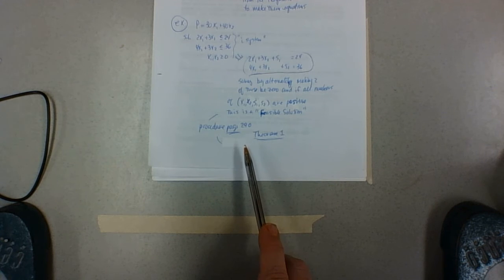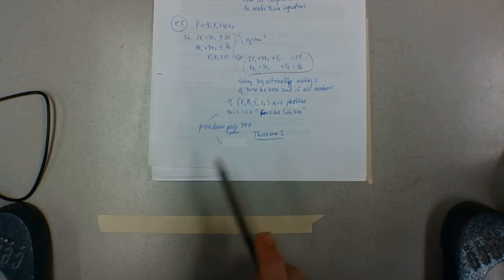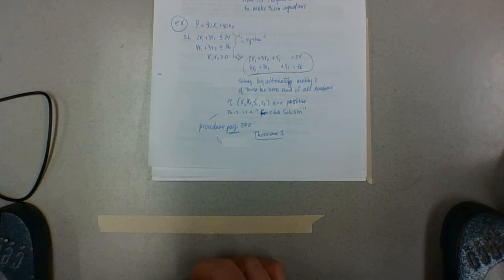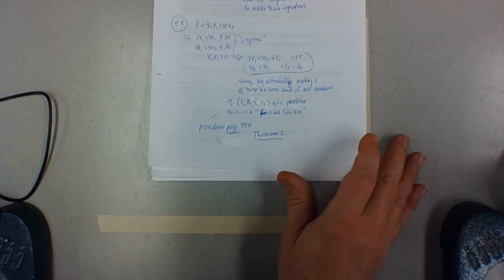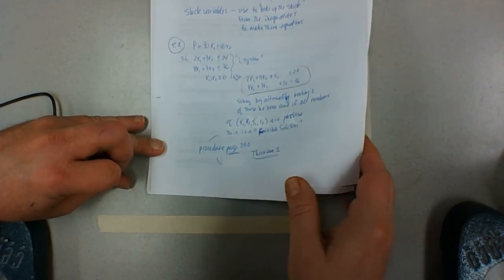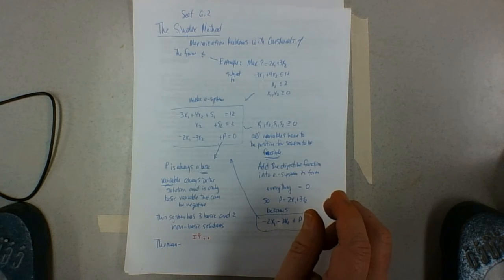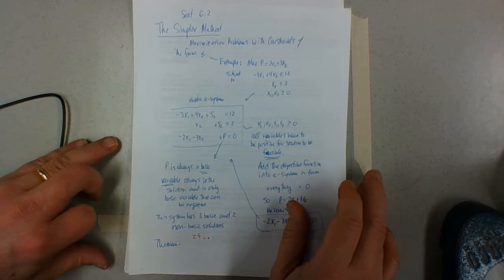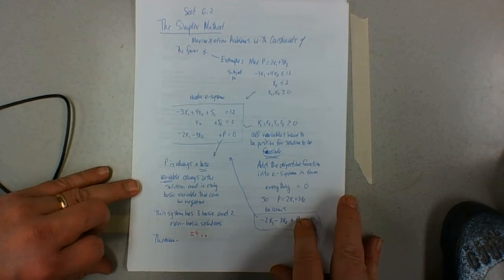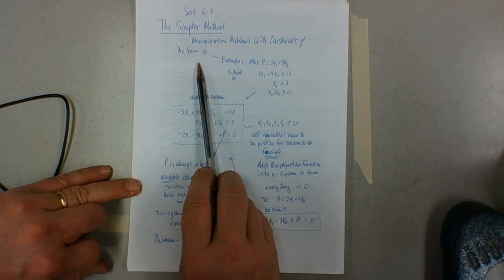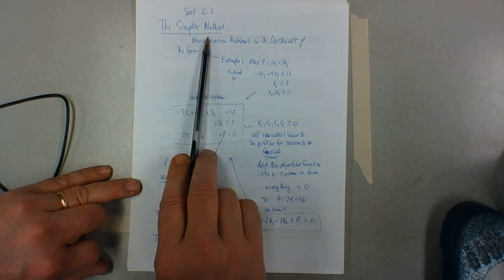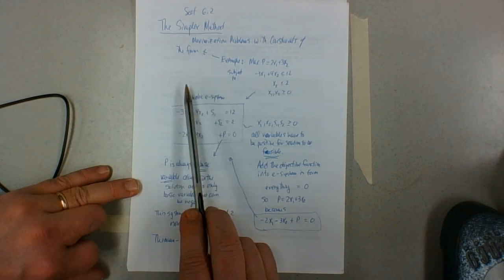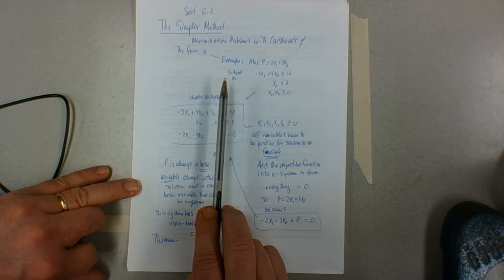So I'm going to jump forward a little bit. I was just going to try to remember to say a couple of things about section 6.1 as you began there, but let me move forward into section 6.2 where we start learning how to solve the standard maximization problem with constraints of the form less than or equal to by what we call the simplex method, which, we'll learn, is programmed into Excel.